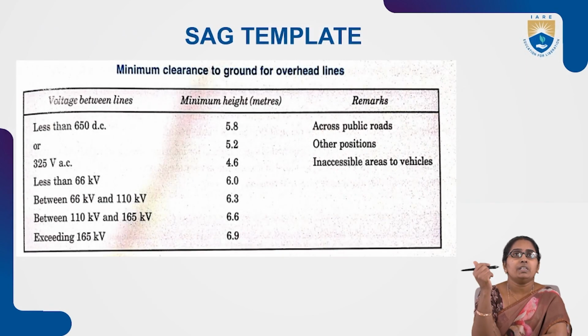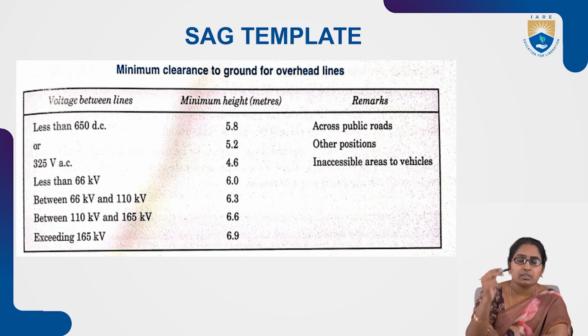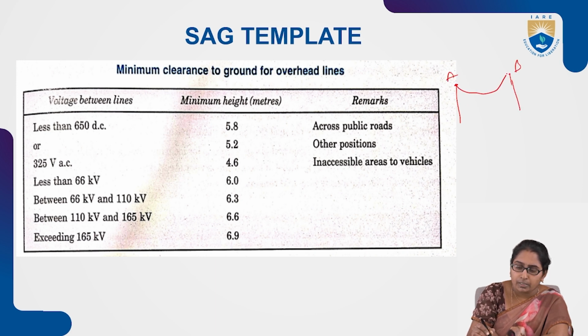Here we can see a table which shows the minimum clearance to ground, how much clearance we can maintain. Suppose there are two supports A and B, and a conductor is suspended like this. This is the sag, right? Now minimum clearance means this one, the ground clearance.